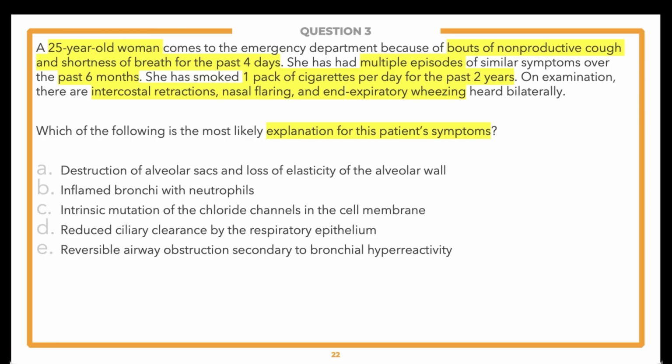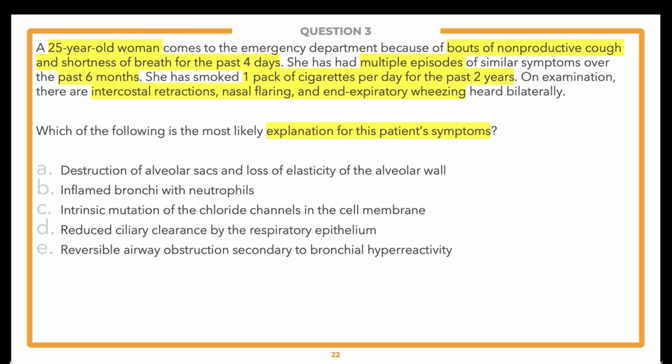Ooh, wow, look at this. 60% of you went with answer choice E, reversible airway obstruction secondary to bronchial hyperreactivity. Sorry, that one also got cut off, but you guys are all about the bronchial hype. Nice work. Destruction of alveolar sacs and loss of elasticity of the alveolar wall, and then reduced ciliary clearance by the respiratory epithelium came in third.